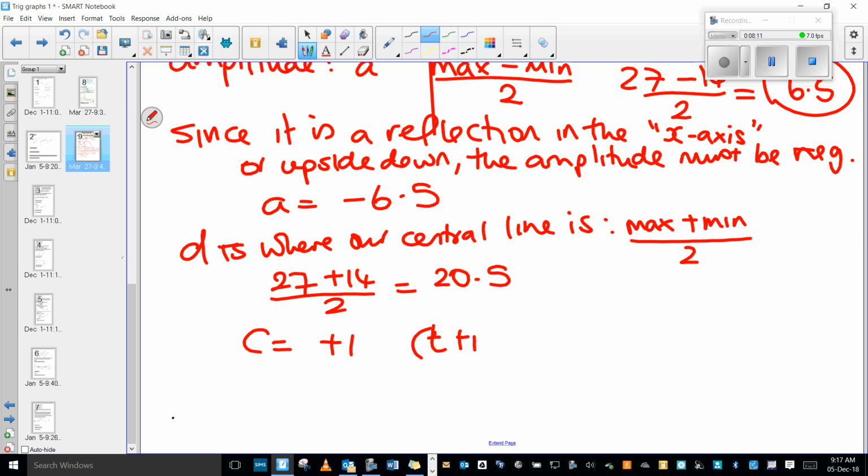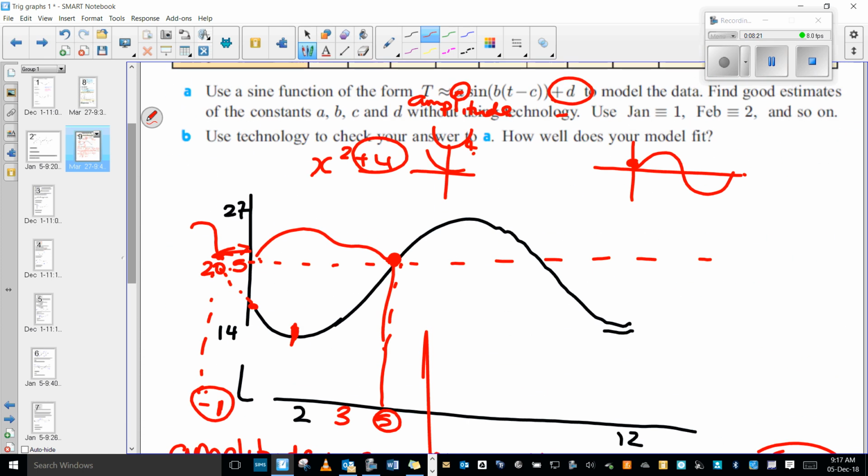So actually, if they've got that format, C is -1. Because we want in our brackets T +1, but they've written T take away C, so that means C has to be -1.